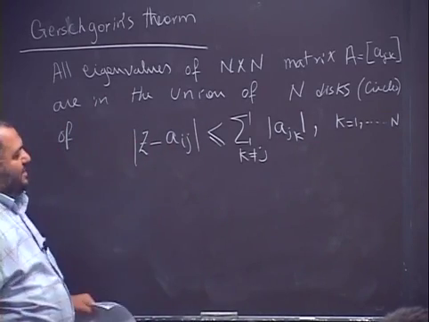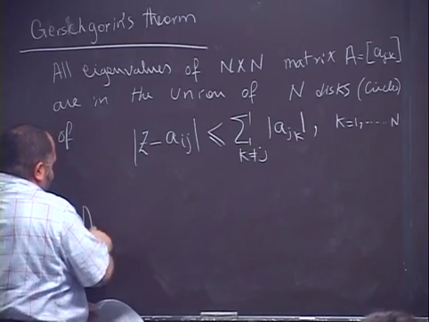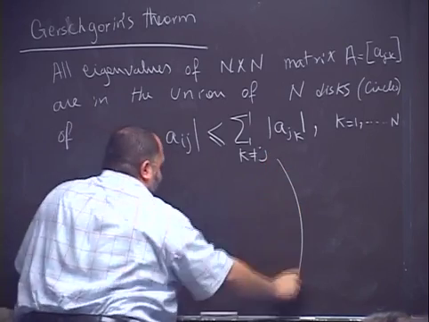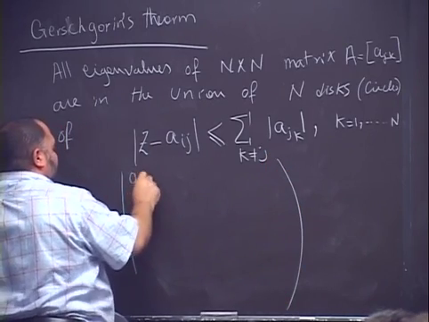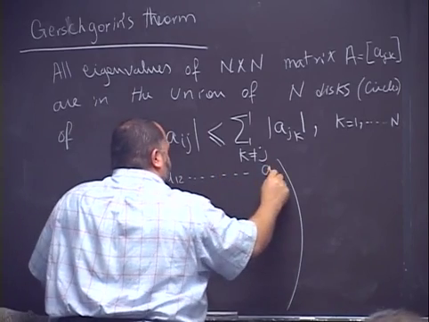So what does it mean? Let's assume that the matrix A is a very sparse matrix, for example. Then I have A11, A12, up to A1n.